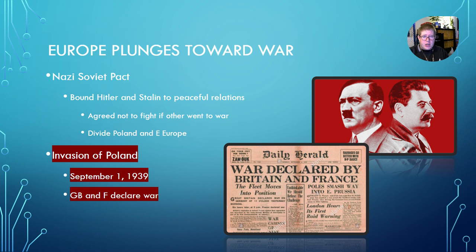So, eventually, while this is all going on, Hitler's getting buddy-buddy with Stalin. And they sign the Nazi-Soviet Pact that binds Germany and the Soviet Union to peaceful relations. They agree not to fight if the other went to war. And basically, what they're going to do is they're going to divide Poland and Eastern Europe between the two. So on September 1st, 1939, Hitler's going to invade Poland, Britain and France declare war, and World War II has officially started.